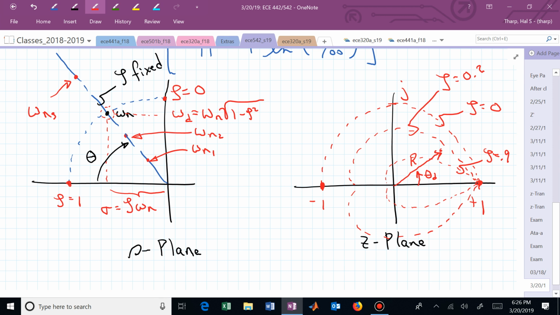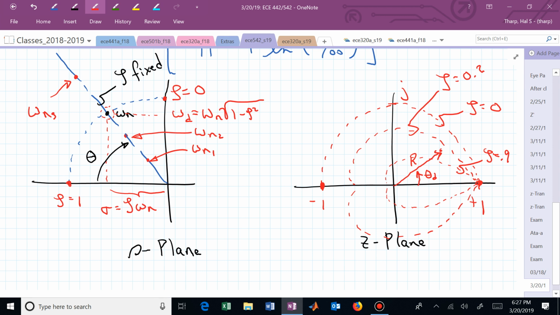But do you see how these logarithmic spirals, and what do those correspond to? Those correspond to fixed zetas, and what do zetas correspond to in the time domain? Percent overshoot. If we have a smaller zeta, if we're getting bigger with our heart, we're getting closer to the unit circle, we have more overshoot in our oscillating step response.